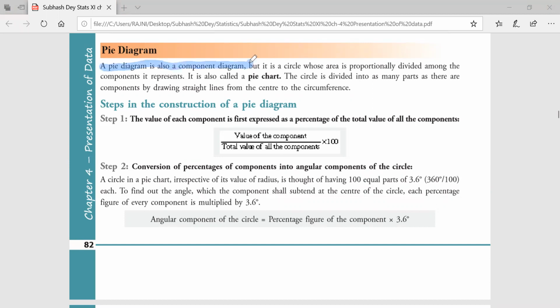As well as it is also known as a circular diagram. Why is it known like this? Because in this the data is represented in the form of a circle of 360 degrees, in which the total area of the circle is divided among the components which it represents. So it is also called a pie chart. Simply, the circle is divided into many parts as per the information of the data represented in it. And generally it is divided into many parts by drawing straight lines from the center to the circumference.